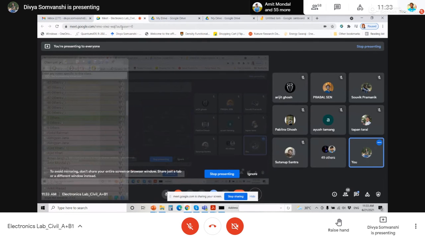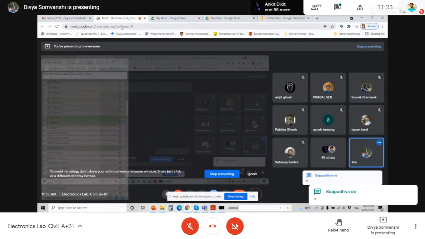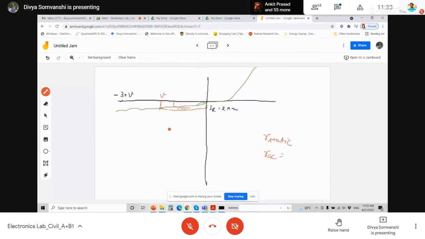Ayush Tamang. Yes, ma'am. So this is your IV plot, Ayush. Now let me know what you understand, in which direction your resistance should be high and why. I think reverse bias. But why do you think so? Due to built-in voltage. Ma'am, from the IV plot, it's forward bias because it has a higher slope.